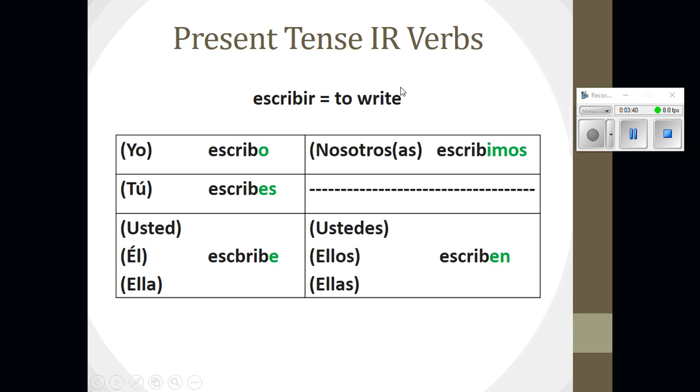All right, let's do an IR example. We have escribir, to write. Okay, we've done the same thing here. We've dropped the IR from escribir, and we add the appropriate ending to match the subject. Okay, yo escribo, tú escribes, usted, él, ella escribe, nosotros escribimos. Notice we used IMOS instead of EMOS. Ustedes, ellos, ellas escriben. Pause the video and fill in the next chart for the forms of escribir.